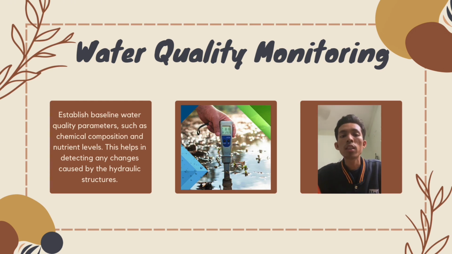Ongoing water quality assessment can detect any change caused by the hydraulic structure. For example, if there is a significant alteration in nutrient level or a decline in dissolved oxygen downstream of the dam, it could indicate a potential environmental impact that may need to be addressed to maintain the health of aquatic life in the ecosystem.